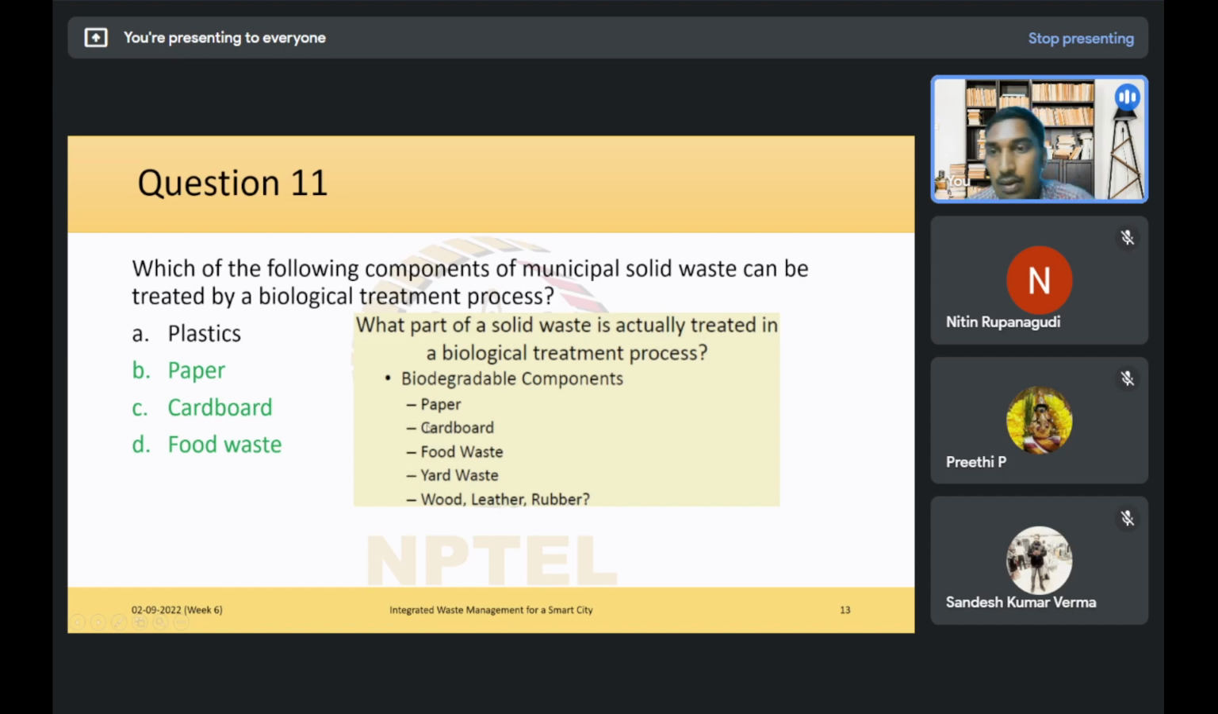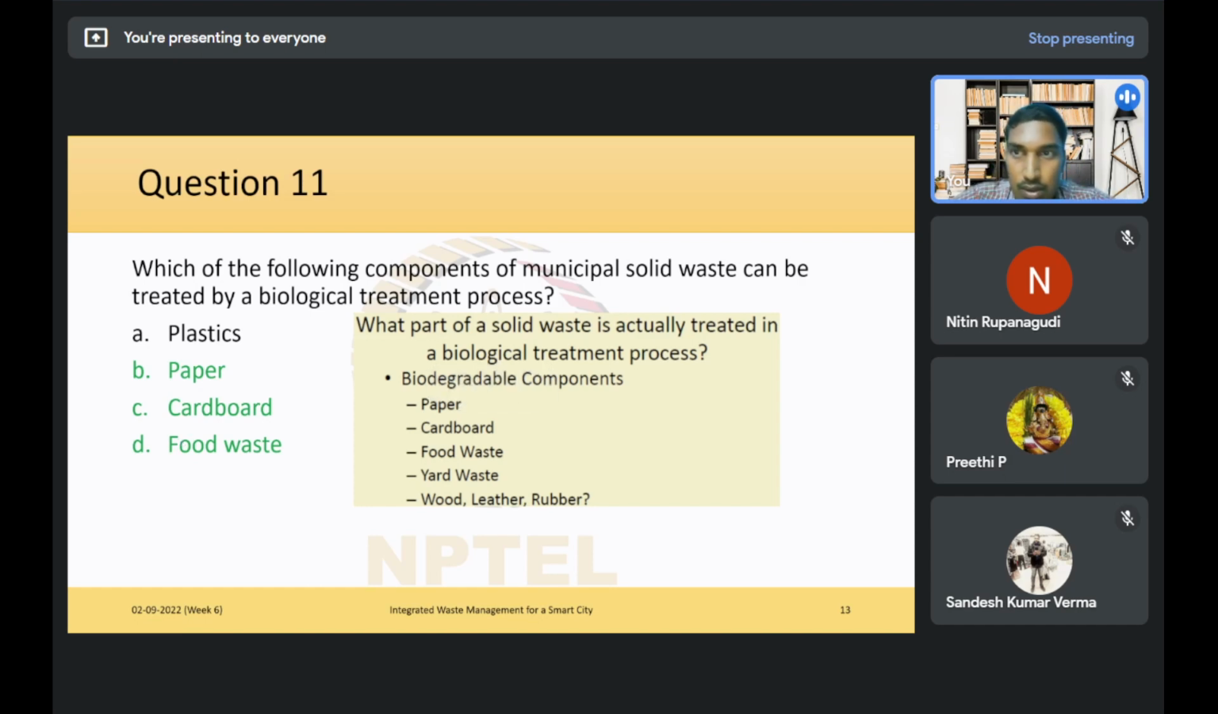So we need these to be degraded relatively quickly, right? So that we can use that for manure and other things. Therefore, the options are B, C, and D. So the time is also an important component for any practical application.